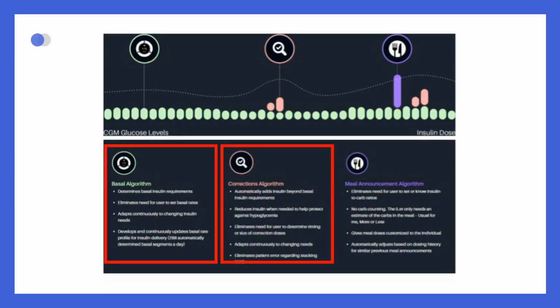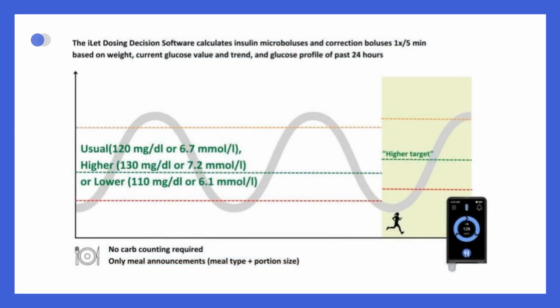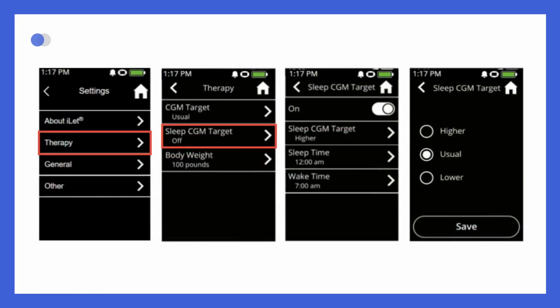Both basal and bolus algorithms aim to steer the glucose level to the current glucose target, for which there are 3 options. Usual, that aims for a glucose target of 120 mg per deciliter or 6.7 millimoles per liter. Lower, that aims for a glucose target of 110 mg per deciliter or 6.1 millimoles per liter. Or higher, that aims for a glucose target of 130 mg per deciliter or 7.2 millimoles per liter. A secondary target can also be set for specific time periods.